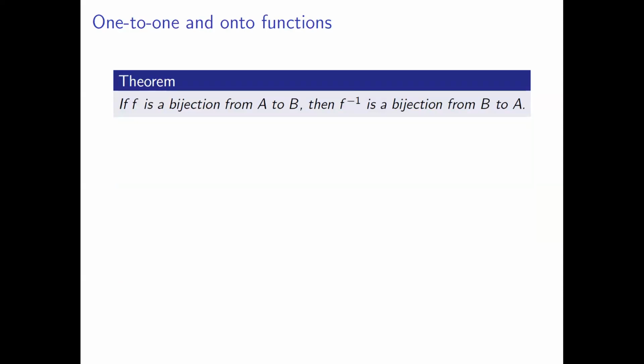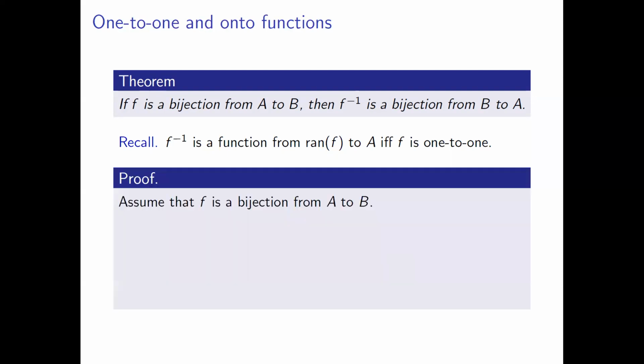This result describes a property of the inverse relation of a bijection. In general, if f is a bijection from a set A to a set B, then its inverse is a bijection from B to A. Recall that the inverse of f is a function from the range of f to the domain A of f if and only if f is 1-to-1.